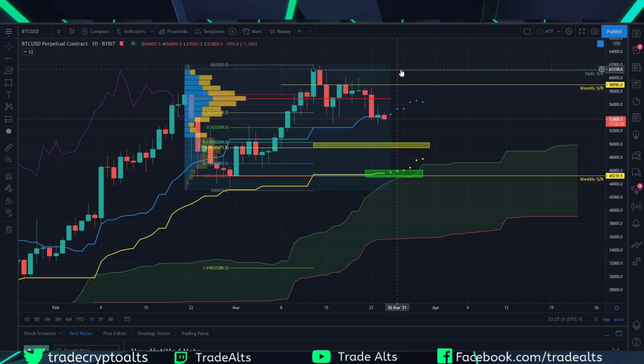Obviously, if this is reclaimed, as long as it's not a swing failed pattern, where you get a wick through it and then price closes below, I think likely if we came back up to 61.5, 62K, something like that, we're probably headed higher. But this is definitely a really big resistance here. So you got a lot of resistance above you. You got your point of control for this entire piece of price action here. You have your weekly level, big resistance. And then you have your daily value area high of the range, very big level as well.